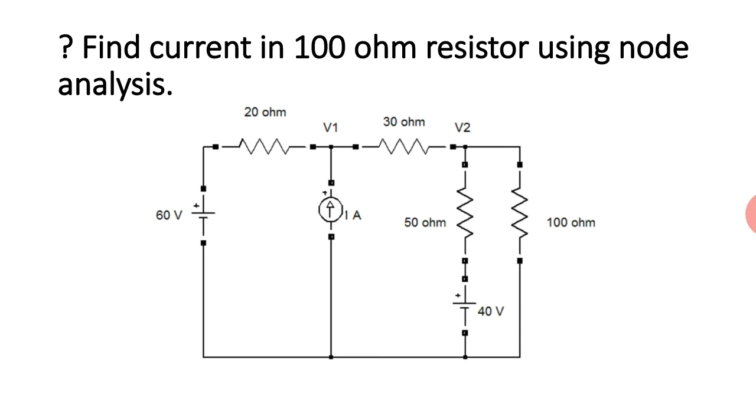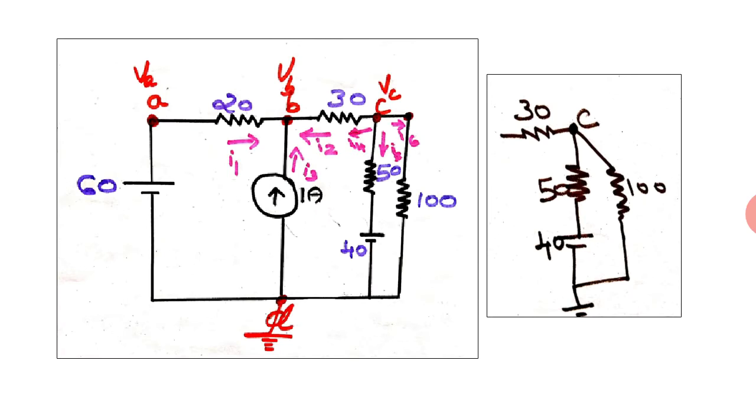We know that for node analysis, the first step is to identify the nodes. We can see this is one node, this is another node, this is the third node, and these two nodes are common, so we can take them as a single node, and then this is another node. So we had identified nodes A, B, C and D. That is the first step, identify the nodes.